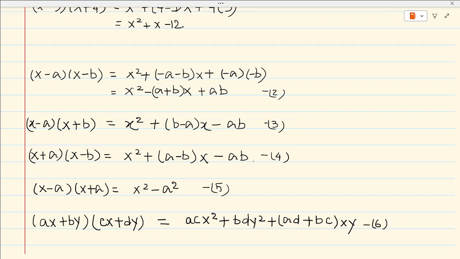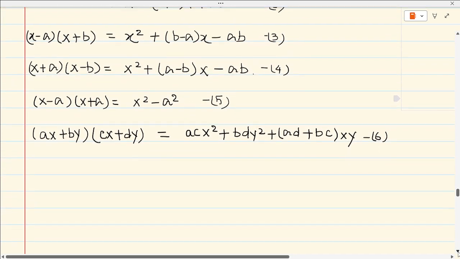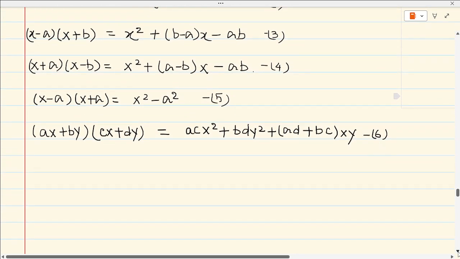So this is form number 6. Try to learn these formulas. It will help you a lot while solving questions, without going through the big multiplying process.